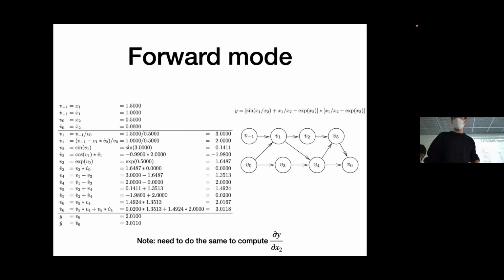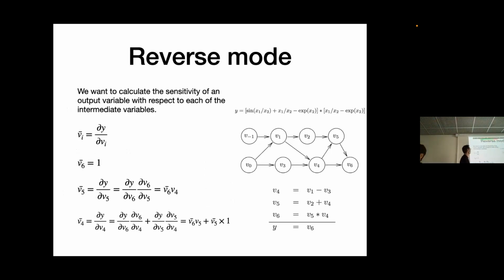Of course, you can do the opposite. It's called the reverse mode. In this case, you can understand it as computing the sensitivity of the output variable with respect to each intermediate variable, so the previous ones. So instead of computing the derivative with respect to the input, we compute the derivative of y with respect to previous variables, and we note that v bar. So v bar i is just the derivative of y with respect to vi. So basically, we start from the output and try to compute the derivative in backward mode, so to propagate from the output to the input.